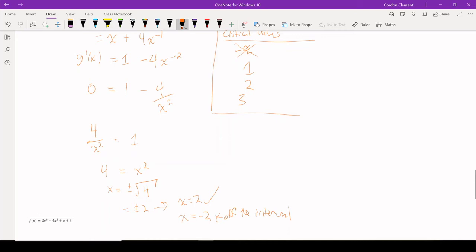Is that all the numbers I should think about for this function? Yep, go ahead.